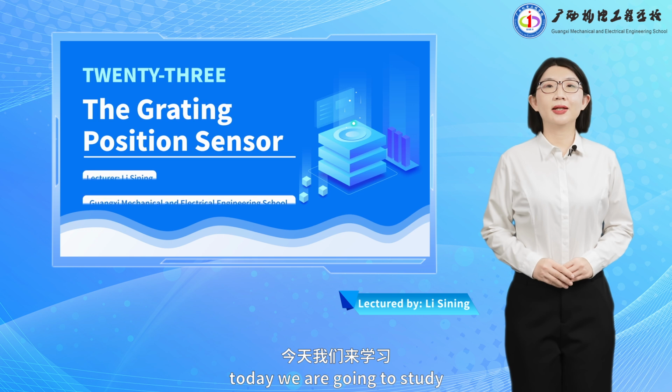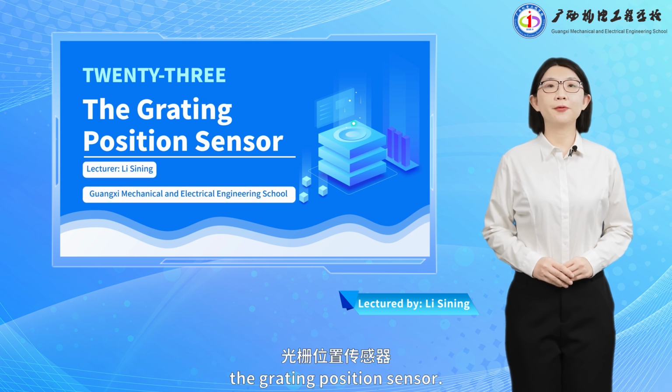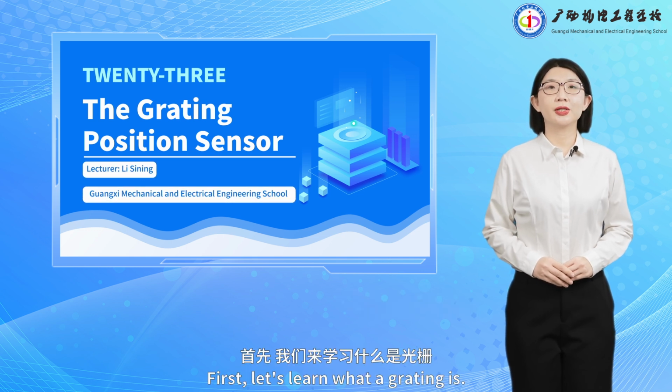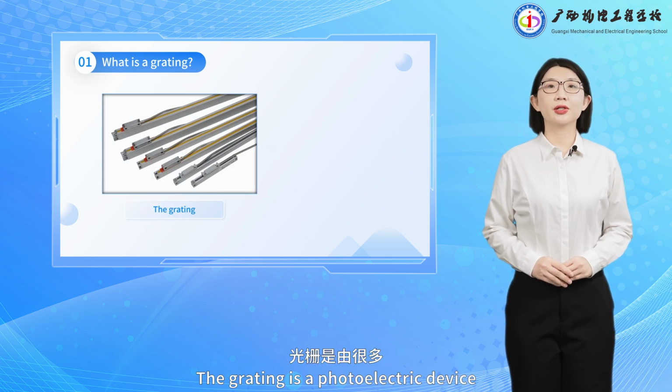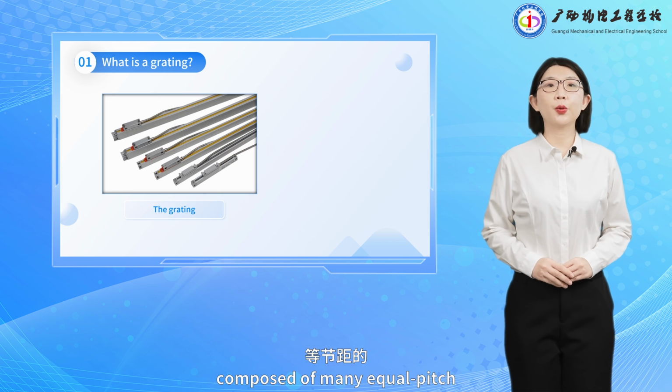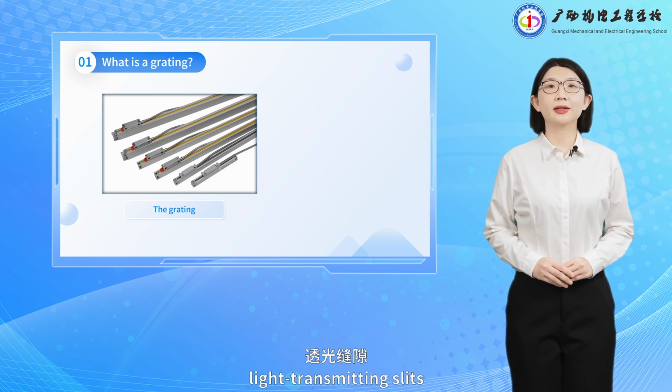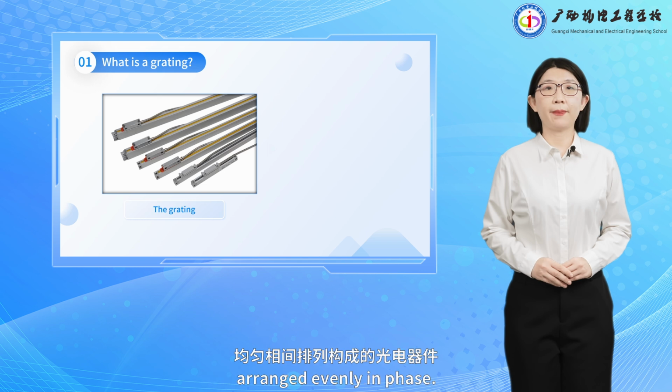Everyone, today we are going to study the grating position sensor. First, let's learn what a grating is. The grating is a photoelectric device composed of many equal-pitch light-transmitting slits and light-impervious engraving lines arranged evenly in phase.